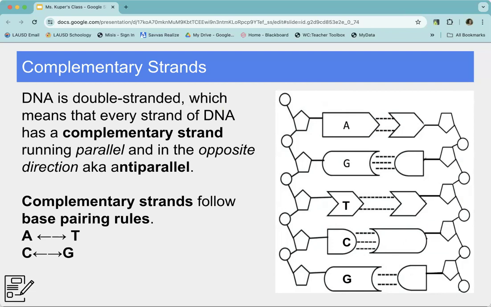And the complementary strands meet in the middle with those bases, and they follow the base pairing rules. And again, that's A pairs with T and C pairs with G.